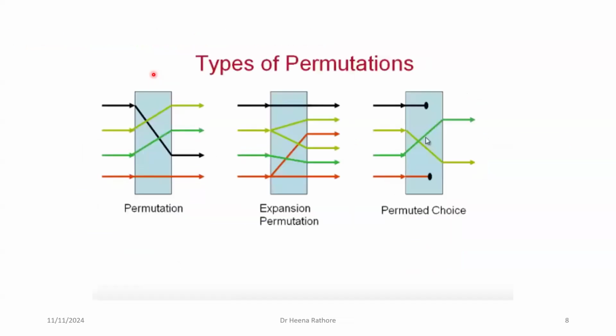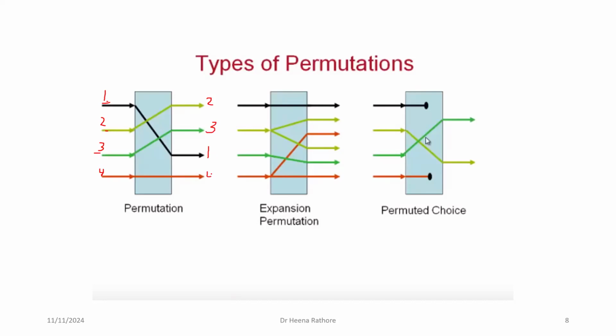So first of all, what is permutation? There are three kinds of permutations in data encryption standard. One is a simple permutation where you change the bit order. So for instance, if your bits are 1, 2, 3, and 4, the first bit will go to the third position. So this will come over here. This bit will come over here. The second bit will come to the first position. The third bit comes to the second position.